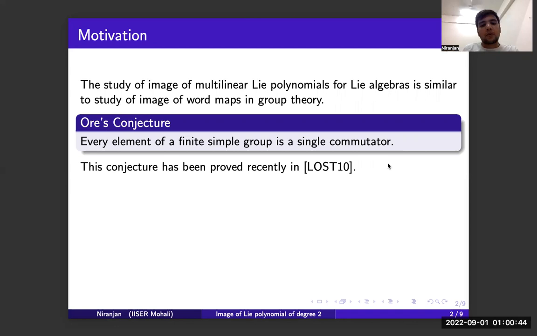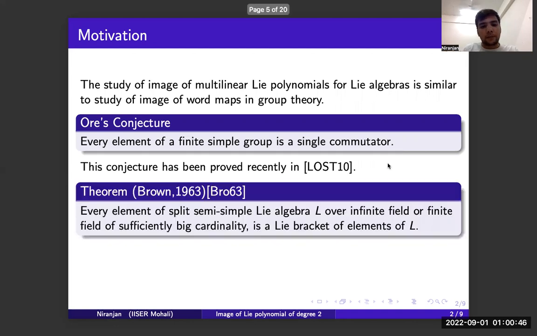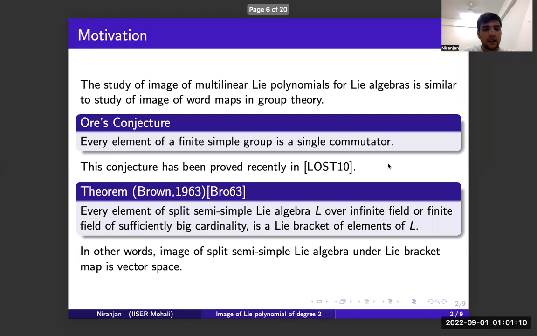Similar to this problem of group theory, a problem was formulated for Lie algebras and proved by Brown in 1963. That is, every element of a split semi-simple Lie algebra L over a field is a Lie bracket of elements of L, also over finite fields of sufficiently big cardinality. In other words, the image of a split semi-simple Lie algebra under the Lie bracket map is a vector space.